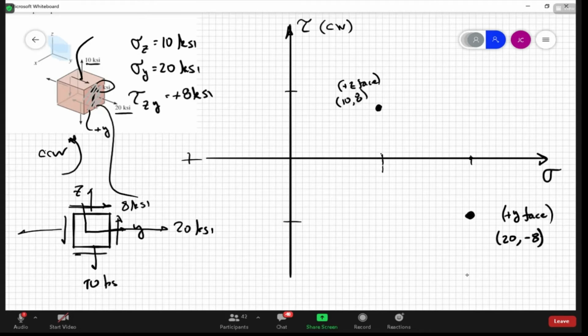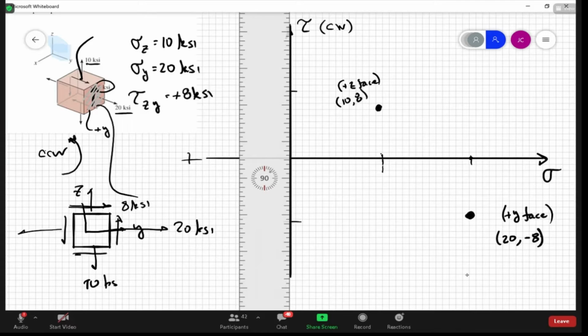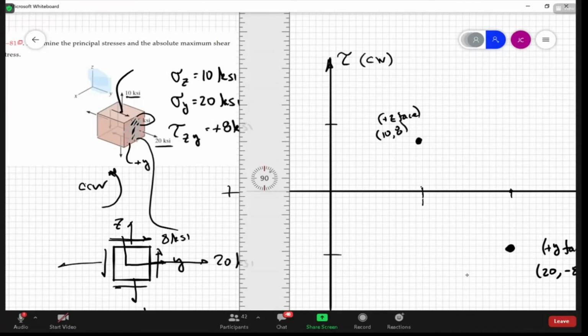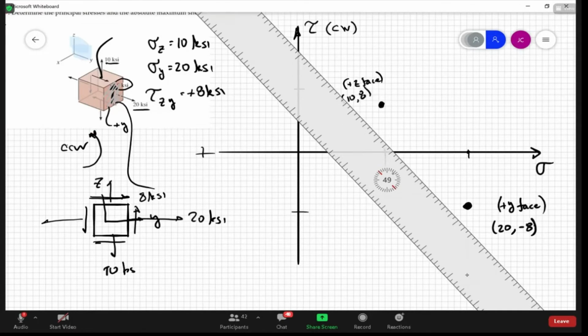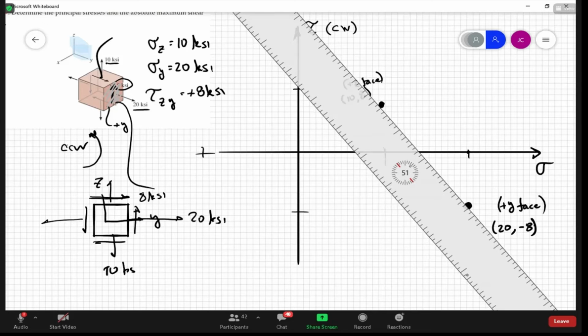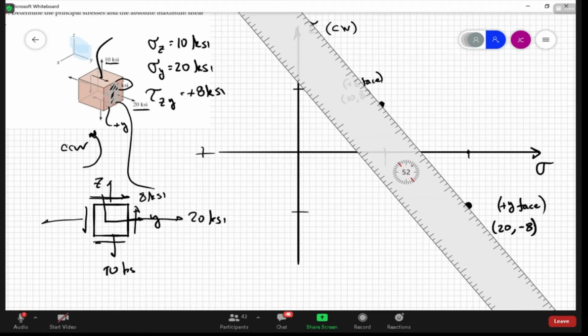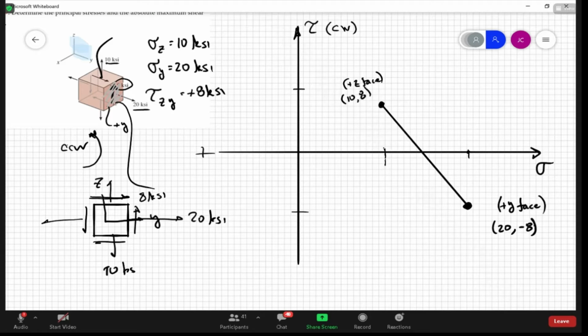Okay, so now we have the circle. We can draw the radius of the circle connecting the 2 points up. Okay, let's do that. I just lost it. Where'd it go? There it is. Okay, and then let's try it.